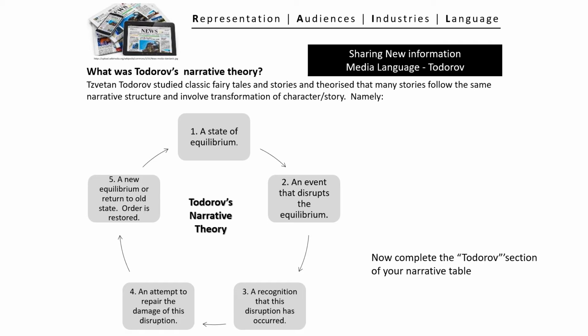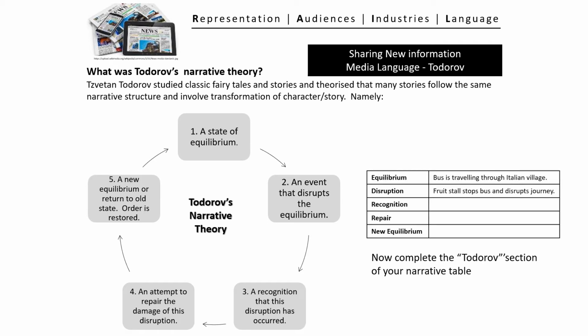And again, remember, we can apply this to any story, but we don't necessarily see all of these moments, even though we know they must have happened. For example, in the story of the Galaxy advert, we never actually see the original state of equilibrium, because that's happened before the start of the advert. It's the bus travelling through Italy. What we see is the aftermath of the disruption. The bus has hit a fruit stall and it has stopped, and that's where we join the advert.